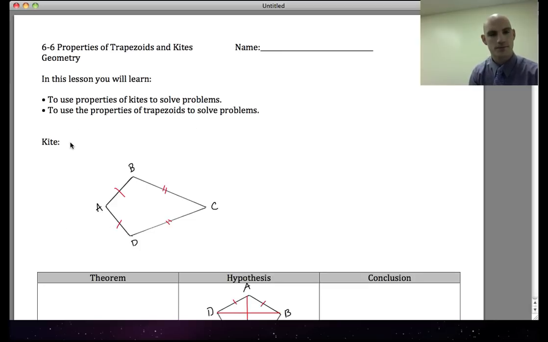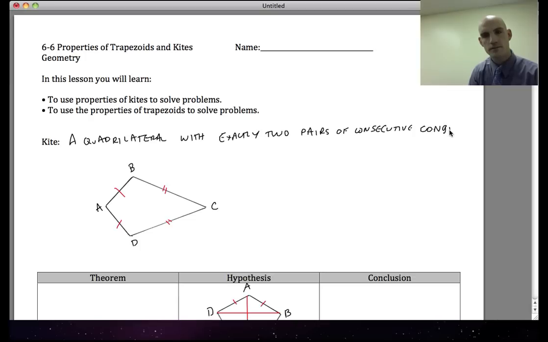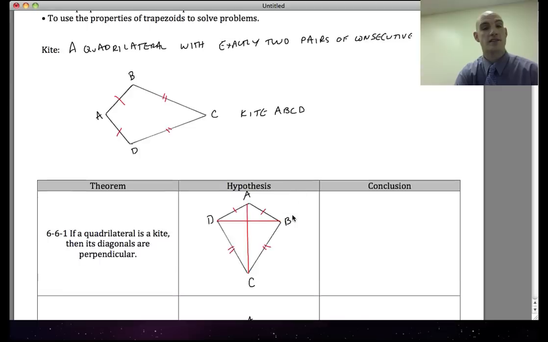A kite is a quadrilateral because it has four sides with exactly two pairs of consecutive congruent sides. Okay, so exactly two pairs of consecutive congruent sides. Okay, so we would call this kite A, B, C, D.